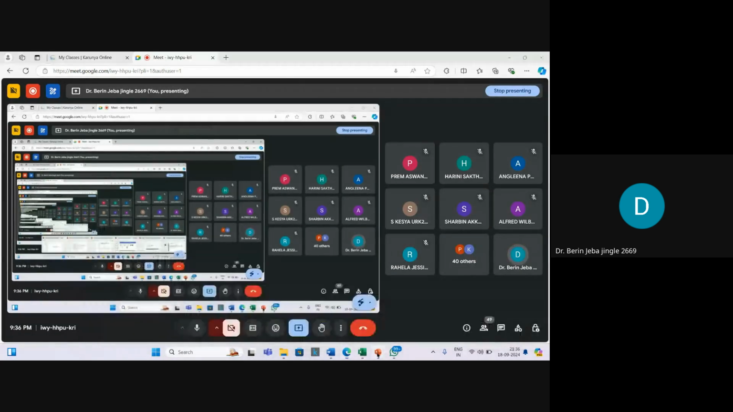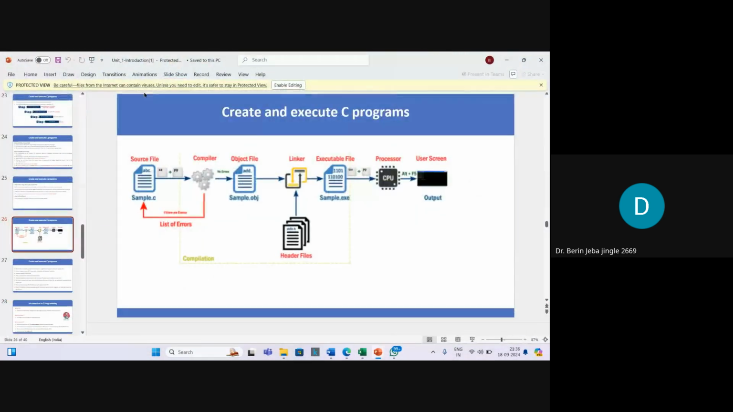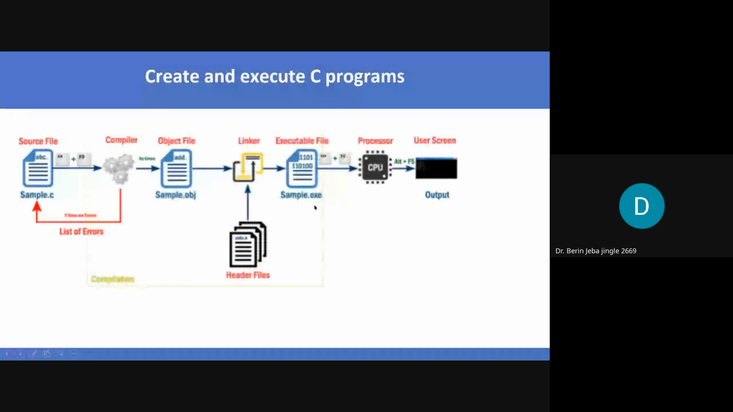So what is happening here? The linker is used next. Then the compiler converts the high level language to machine level language. Once we press Control F9, it will run the program. Running the program means processing; it is going to execute. The program is executing. Execution is done by the CPU. The processor will do the calculations and the process. Then when we press Alt F5, it will give the output in the output screen. That's all about how to create and execute a C program.